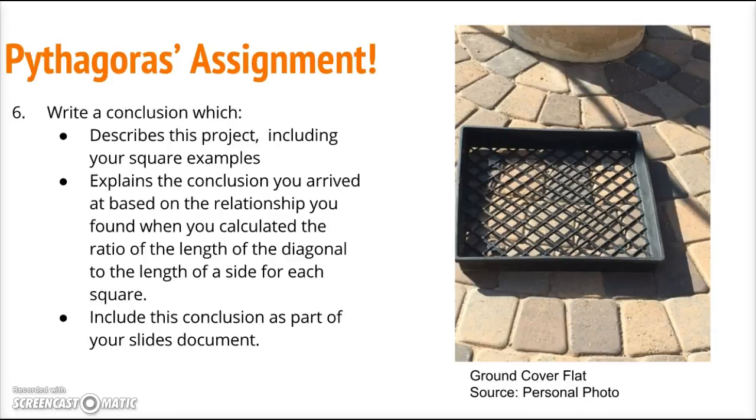Write a conclusion which describes this project and the square objects you choose to use. Explain the conclusion you arrived at based on the relationship you found when you calculated the ratio of the length of the diagonal to the length of a side for each square. Include this conclusion as a section in your Slides document, and as always, the full directions are located in your haiku page for this week.